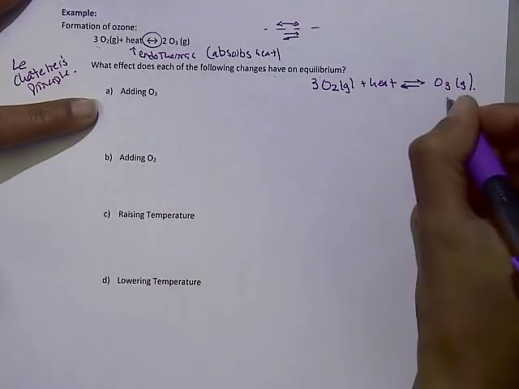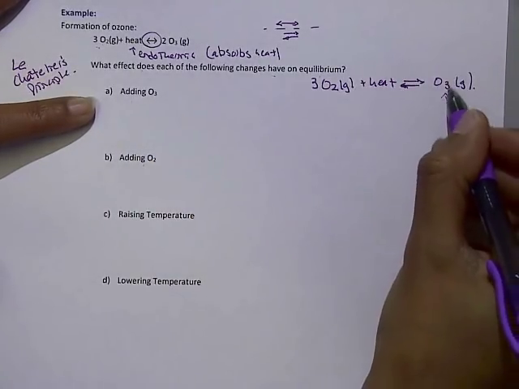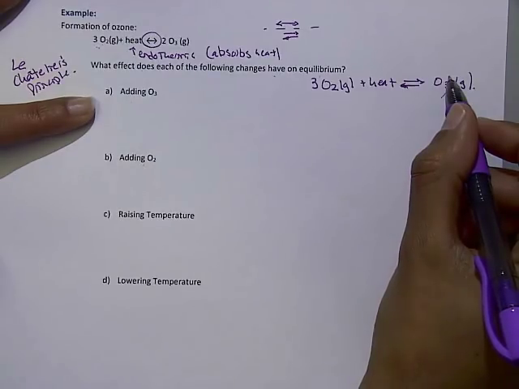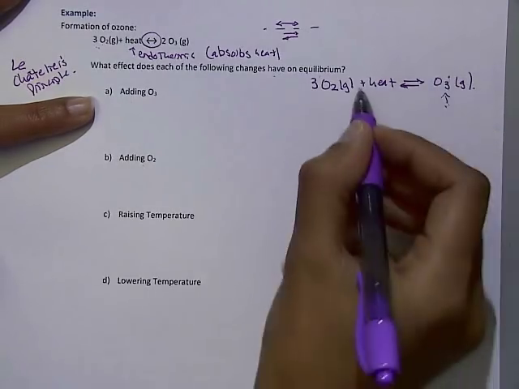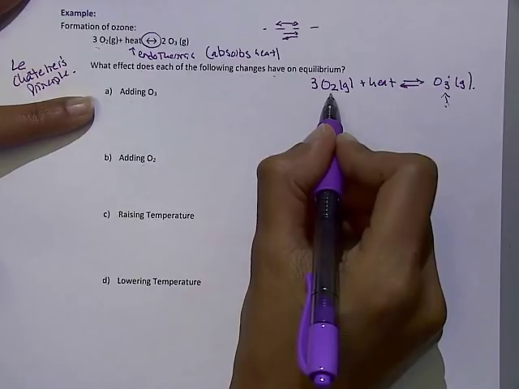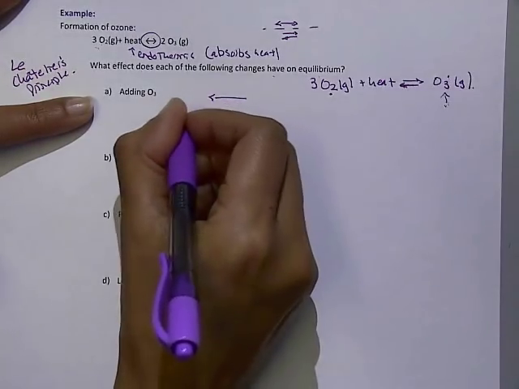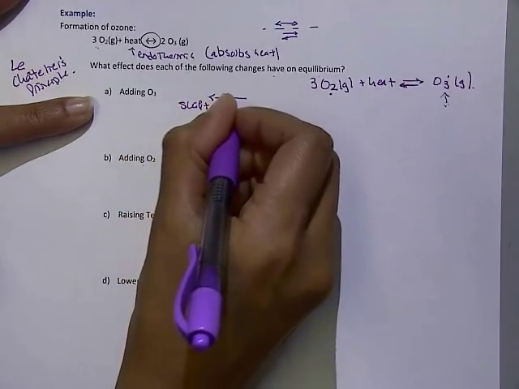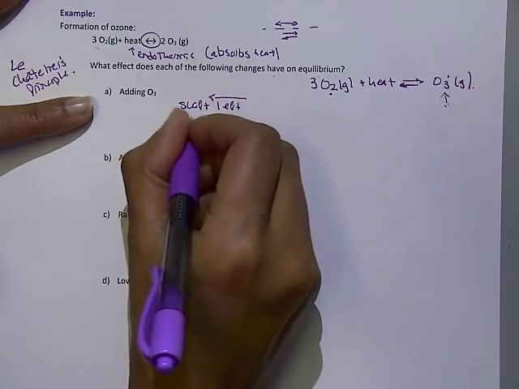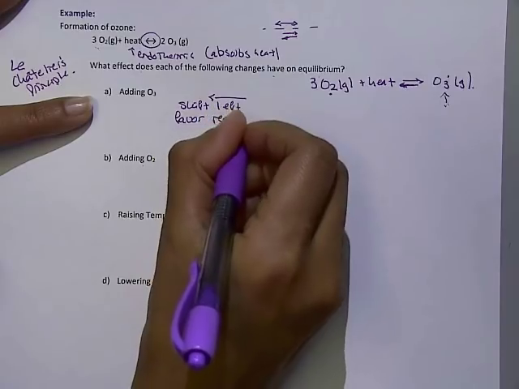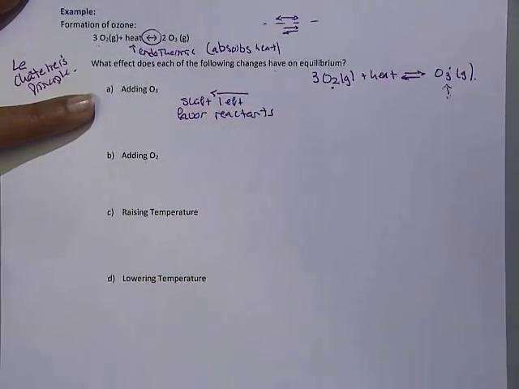So what happens if we add ozone? That means we're increasing the concentration of ozone. So when you increase the concentration of ozone, we're going to produce more O2 to compensate for that change. So therefore, your reaction will shift left. Another way of saying this, it's going to favor the reactants, or more reactants will be produced.